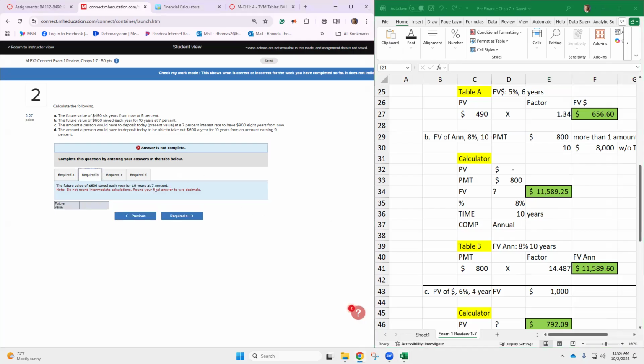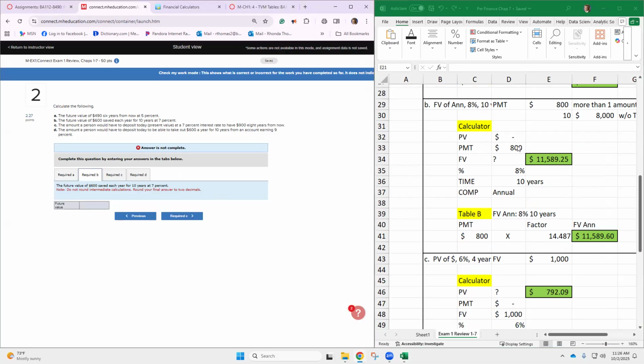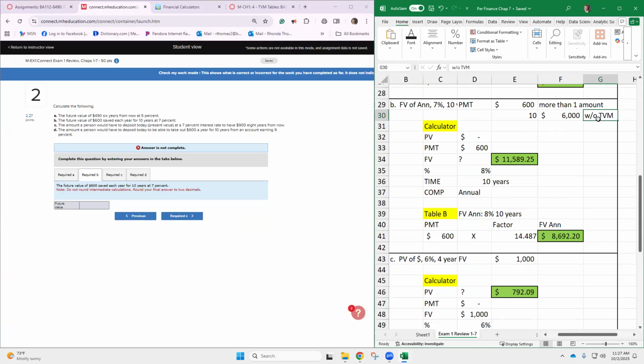All right, I'm going to my required B. Future value of $600 saved each year for 10 years in a row at 7%. Okay, so let's put that in. I've got 7% as my interest. 10 years is good. Okay, and it's $600. Now, just for reference, if you just put that $600 in the checking account with no interest at all, or in your sock drawer, you'd have $6,000 without the time value of money.